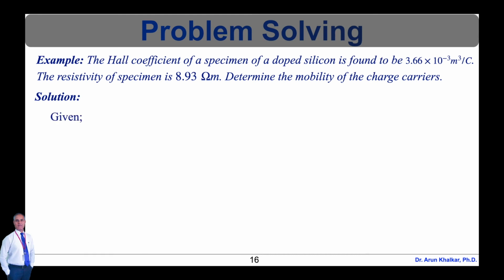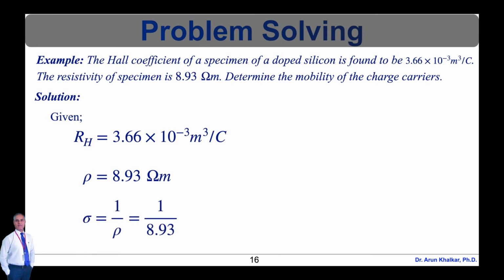We have the given parameter, that is RH, the Hall coefficient, equal to 3.66 × 10^-3 meter cube per coulomb, and the resistivity of the specimen is given, rho equal to 8.93 ohm meter. Therefore, we can write the conductivity, sigma, equal to 1 upon rho, that is equal to 1 upon 8.93. We have the equation for the mobility, mu equal to sigma into RH.